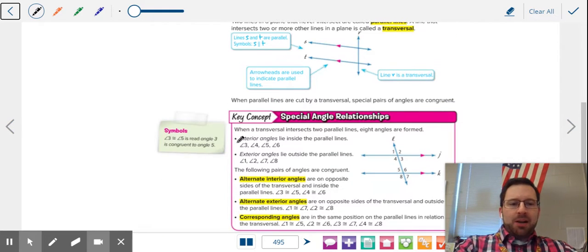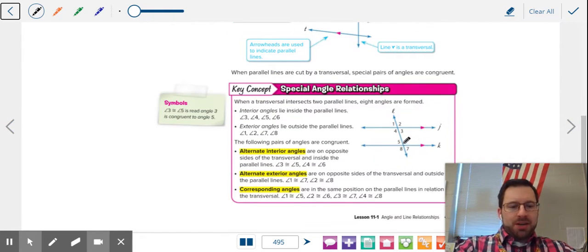All right, now when you have parallel lines, a few more relationships are created beyond what we've already talked about. So we have alternate interior, so angles that are inside the parallel lines and opposite, alternating, are equal, so 3 and 5, 4 and 6. Alternate exterior is same relationship except for on the outside. So 1 and 7, 2 and 8 are both equal.